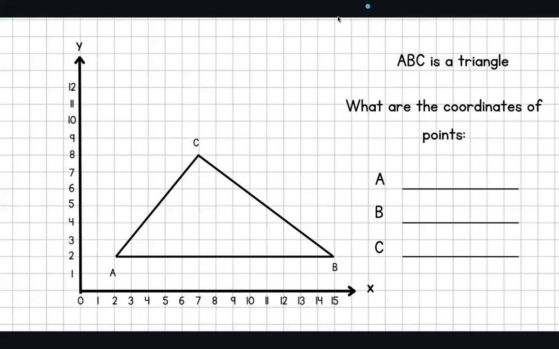Okay, so pause here, have a little go at it yourself. Okay, so how did you get on? We're going to remember that rule: along the corridor, up the stairs.